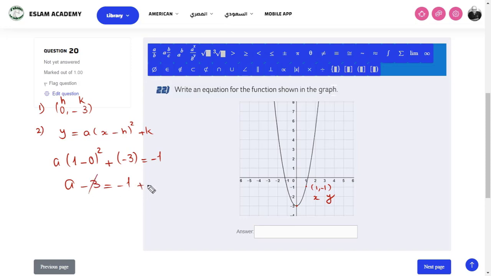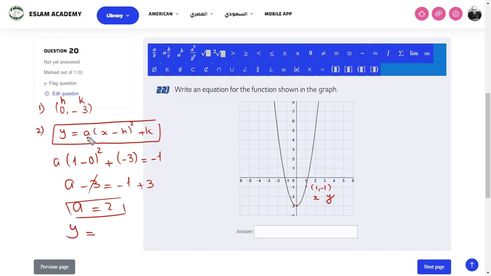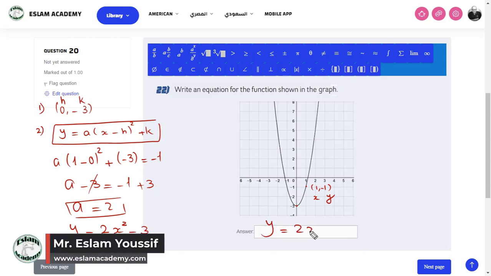Just by adding 3, a is equal to 2. By using substitution in the equation y equals a multiplied by (x minus h) all to the power 2 plus k, instead of a we replace it with 2. Now h is equal to 0, so x minus 0 equals x, to the power 2 it will be x². Plus -3. So the equation now will be y equals 2 multiplied by x² minus 3.